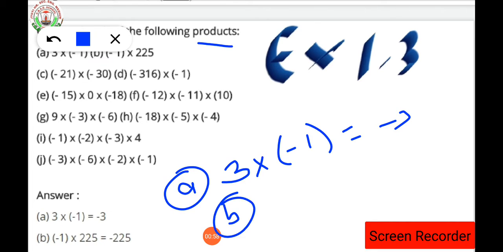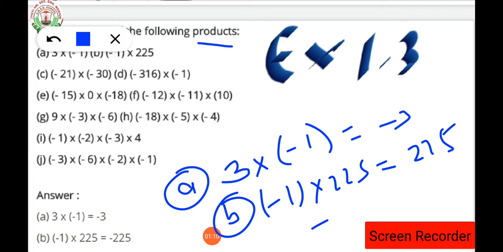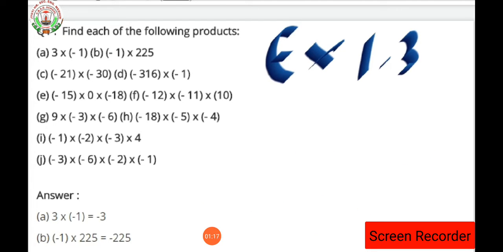In the same way, the second, B part, minus 1 into 225. So what will it be? 225 will be multiplied with 1. It will be 225 itself. And plus and minus will be what? Minus itself. So the sign will be minus. So the answer will be minus 225. Have you understood up to here?